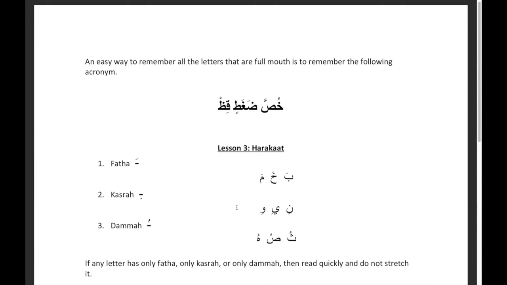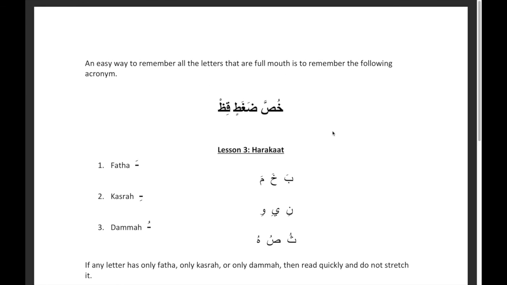Okay. And the last thing, the acronym to remember all the 7 letters is Khussa Laghatin Qilf. So these are all the 7 letters that will be full mouth.